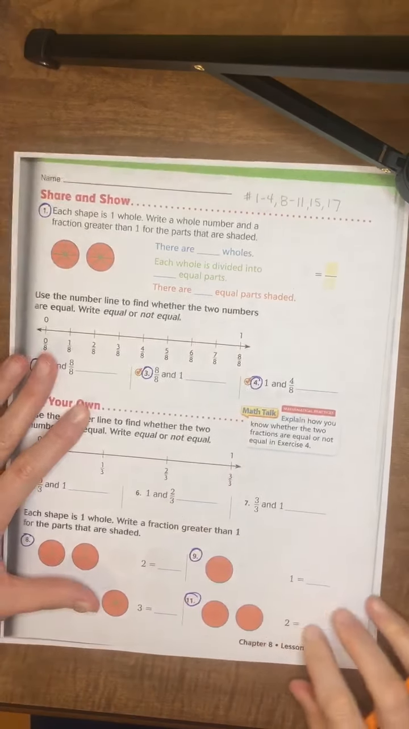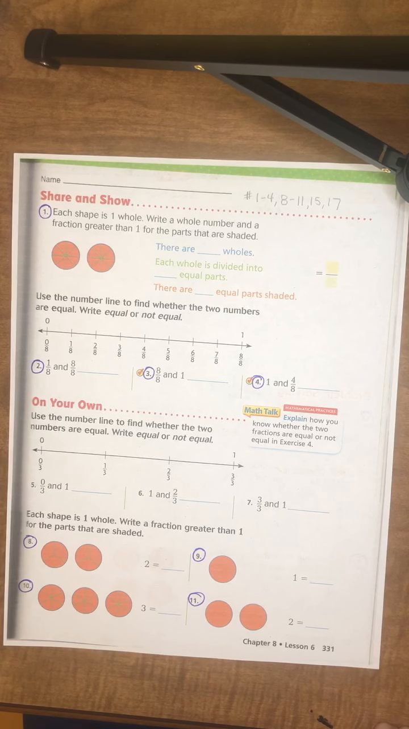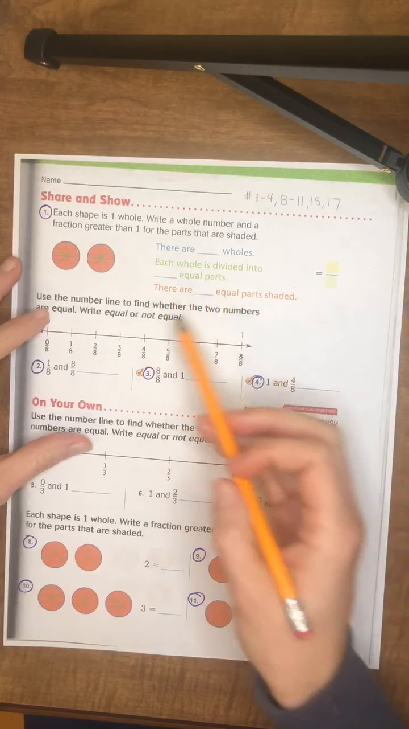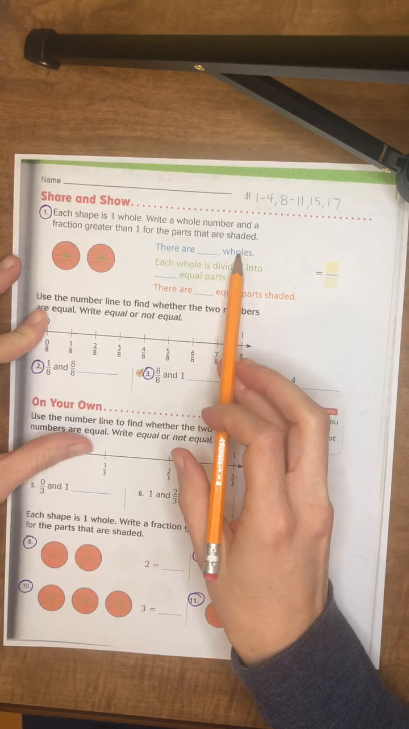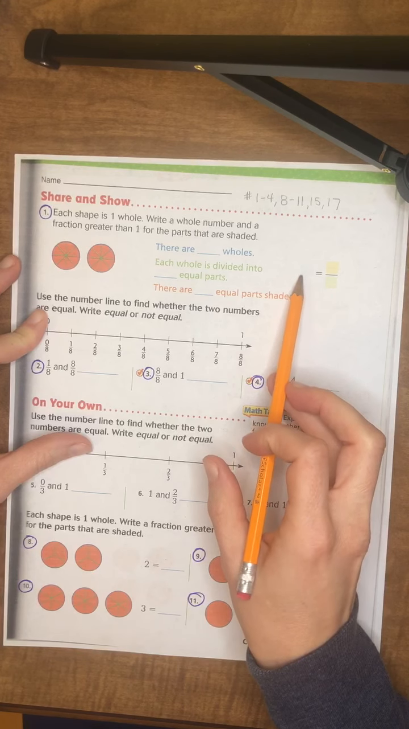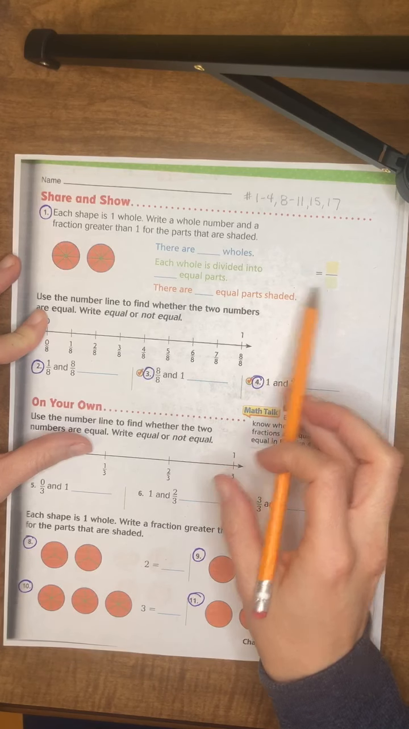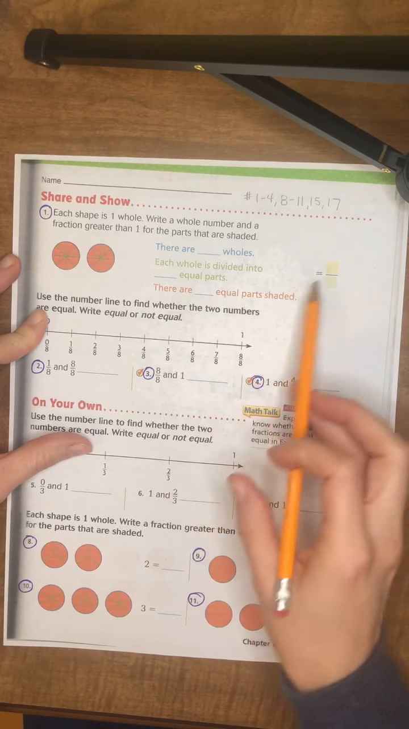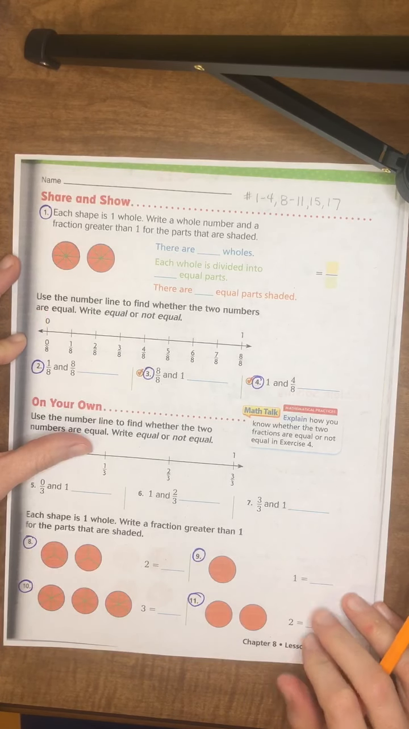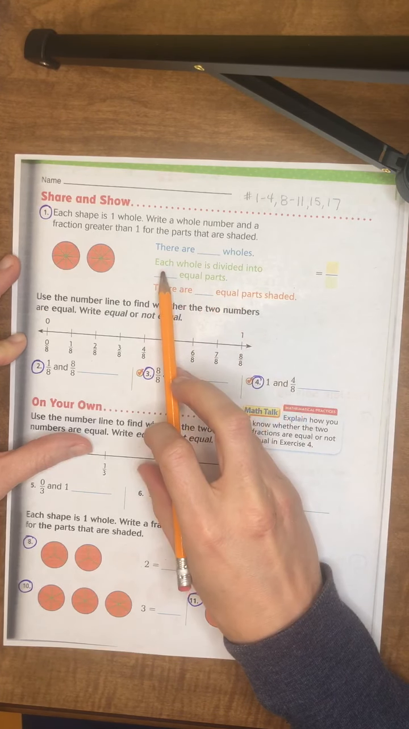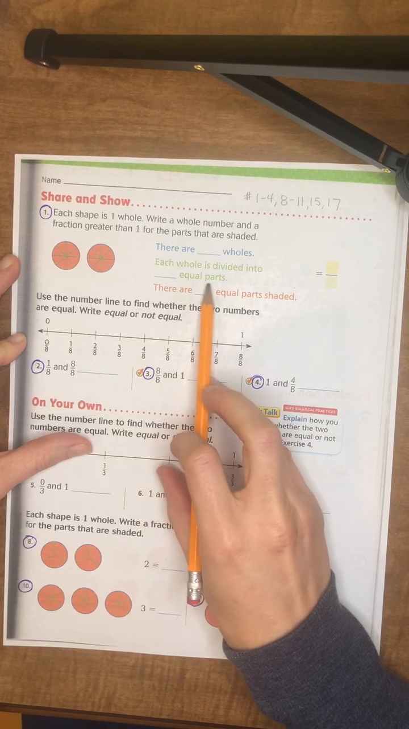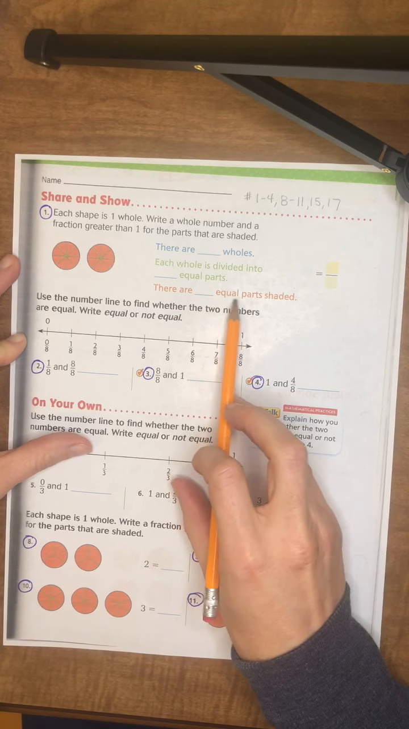Okay, so for number 1, each shape is 1 whole. Write a whole number and a fraction greater than 1 for the parts that are shaded. So all of this is color-coded. We have the blue part associated with this for the denominator. That's what the green part gives us. And then the orange gives us the numerator. There are blank wholes. Each whole is divided into blank equal parts. There are blank equal parts shaded.